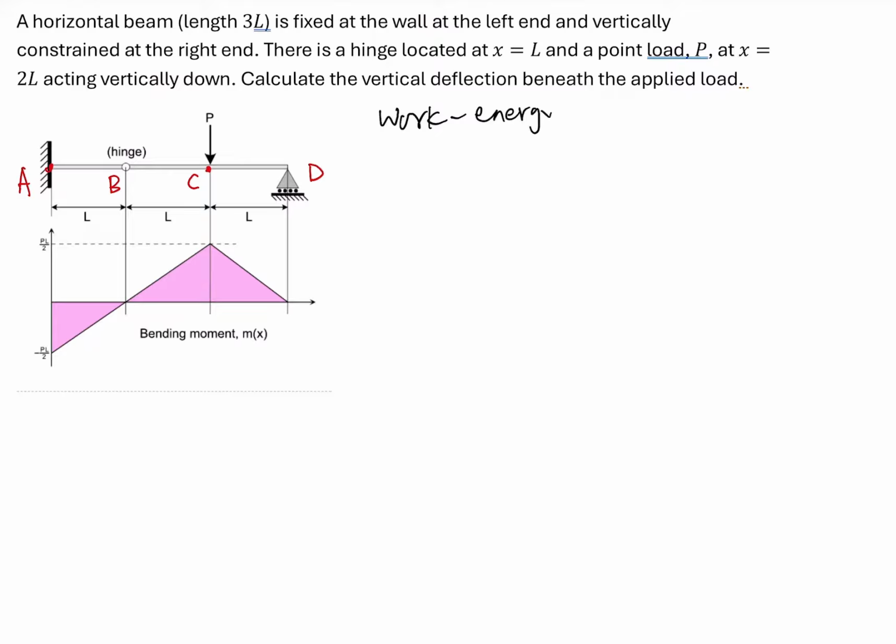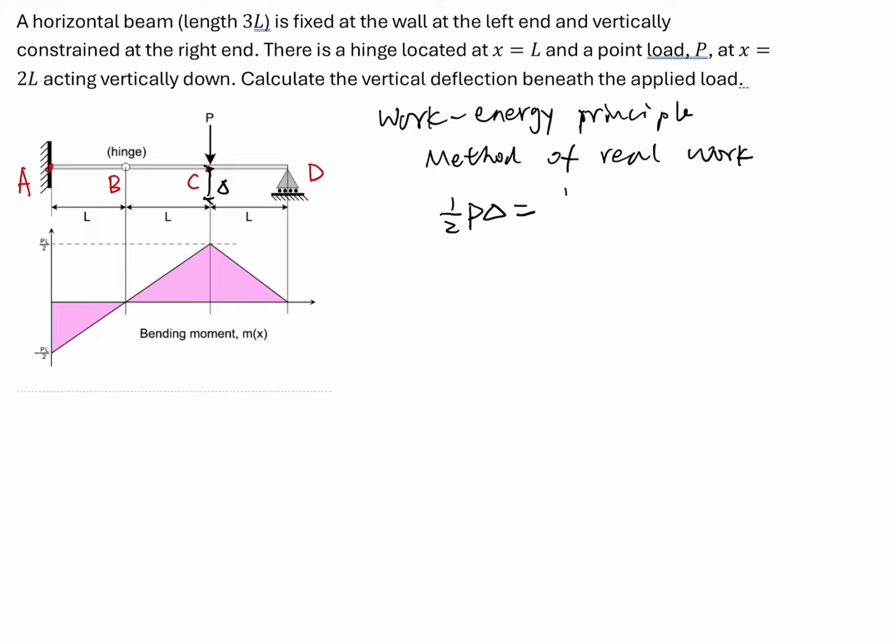energy principles to solve this problem. I also call this the method of real work. Okay, so to solve by the method of real work, the work done by the external load, 1/2 P delta, where delta is the deflection, is equal to the strain energy stored in this beam.